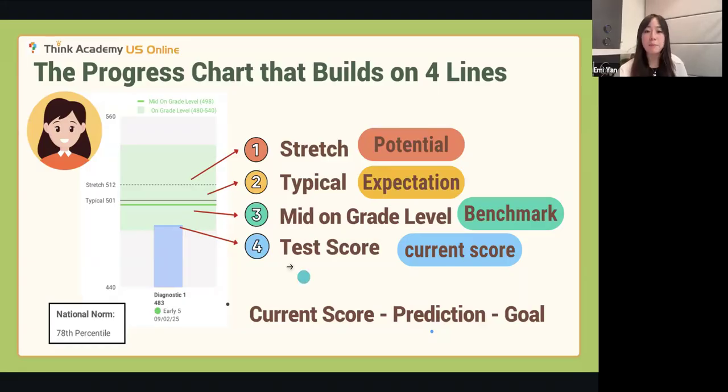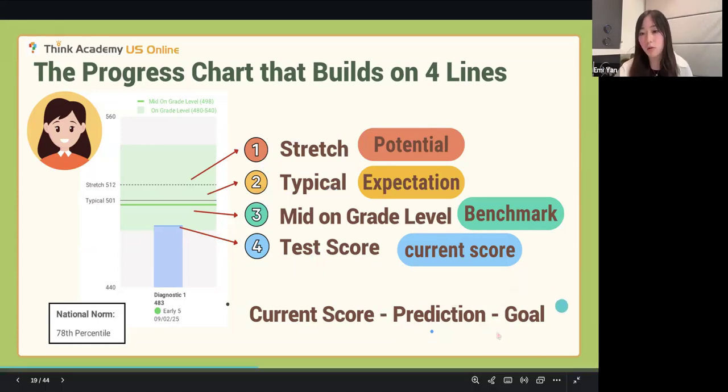All right, so we already talked about the test score. We already talked about our typical and the stretch. These are the predictions. Now we're going to focus on our goal.